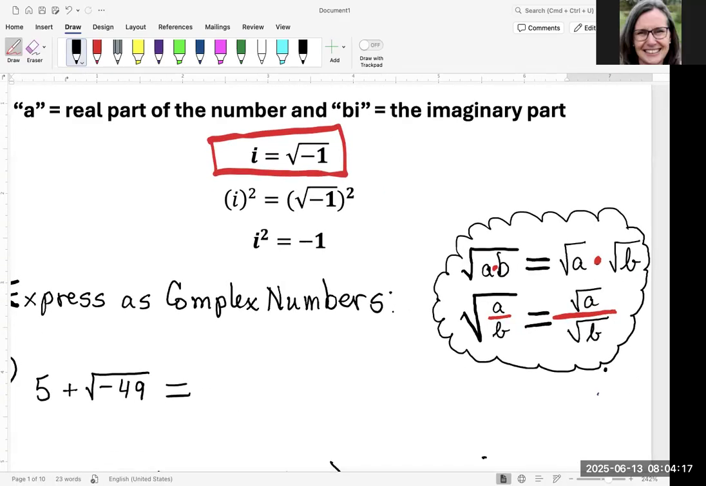Quick reminder over here, these are our rules that those who have gone before us have proven. The square root of a times b, where we're multiplying under the radical, is the same thing as the square root of a times the square root of b. Division, same thing. Those who have gone before us have proven order of operations. The square root of a divided by b will always yield the same numerical value as take the square root of a, take the square root of b, then divide.